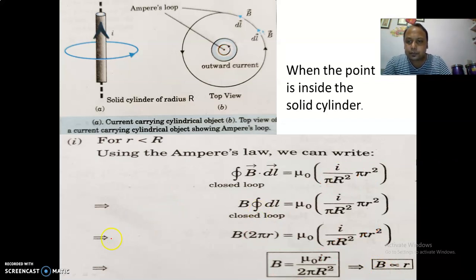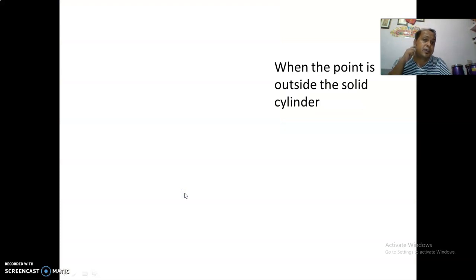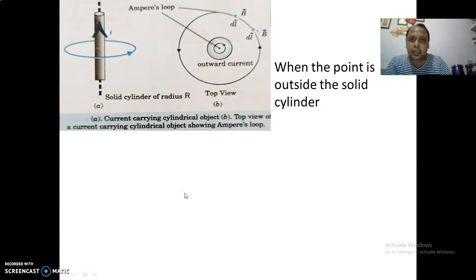So we move to the next point now, and the next point is we are going to find the magnetic field at a point outside the solid cylinder. So let us see how it can be done. You can see here we are going to do that when the point is outside the solid cylinder. Again, same diagram we are taking. Now this time the point is outside. Suppose the point is here.